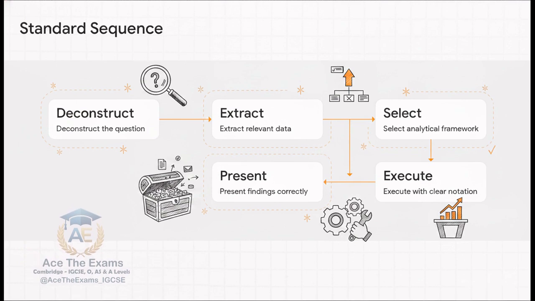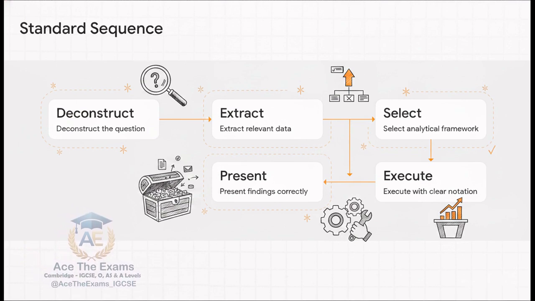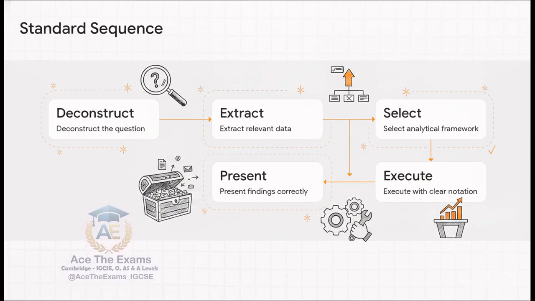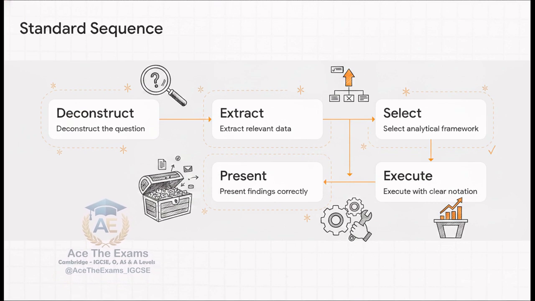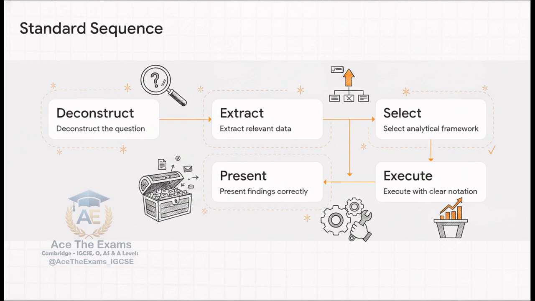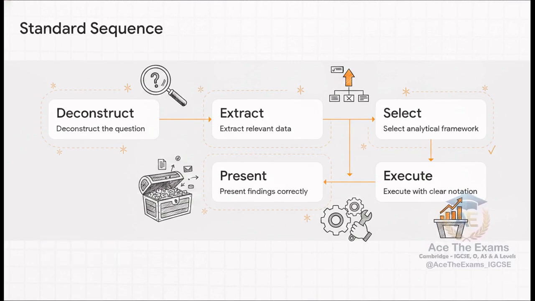Step 3. Select the correct analytical framework, like Peel, to apply. Step 4. Execute your analysis with clear, logical working. And Step 5. Present your findings clearly. If you follow this 5-step sequence, you are actively interpreting relationships exactly the way the mark scheme demands. This is the exact blueprint that turns Alex's fact dumping into a highly targeted, mark-winning response.